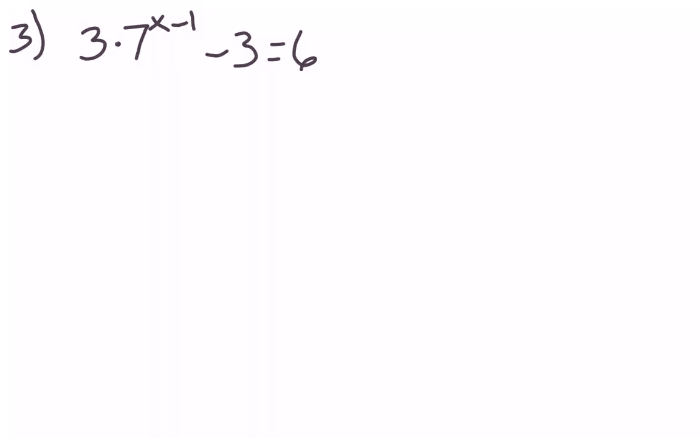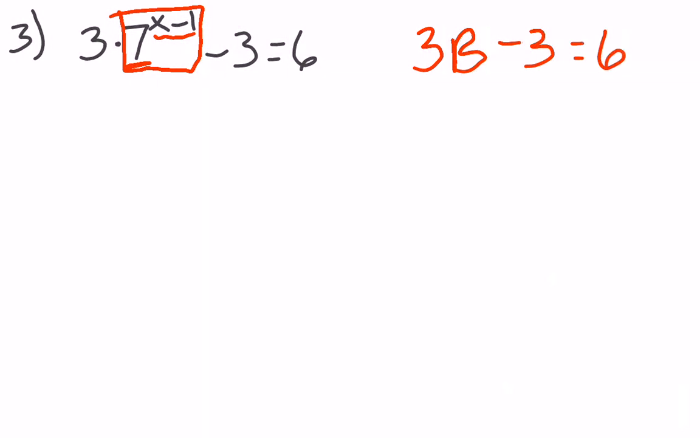So the next odd one, number 3, I don't have my base by itself. What is the base? The base is the big number next to the exponent. So here's my exponent. The number that it's the exponent of is 7, just 7. So my first goal in life is to get that 7 by itself. So you can kind of think of it as if that blob I drew right there was a b. 3b minus 3 equals 6. And how would I solve that two-step equation? I'm treating this whole little box as a variable. Well, my first step would be to add 3. So 3 times 7 to the x minus 1 equals 12.